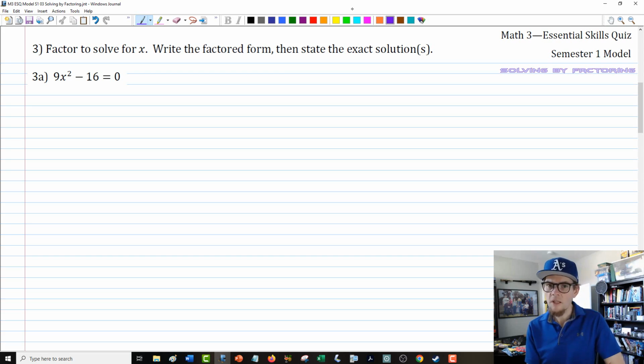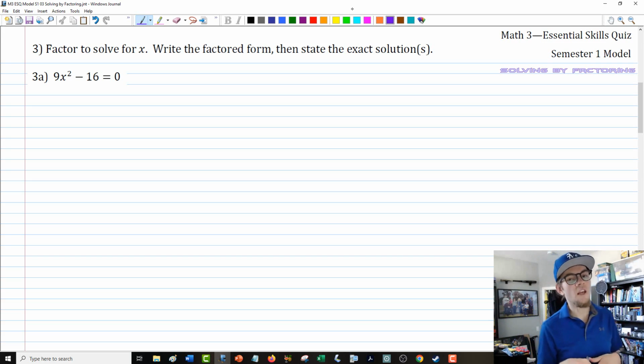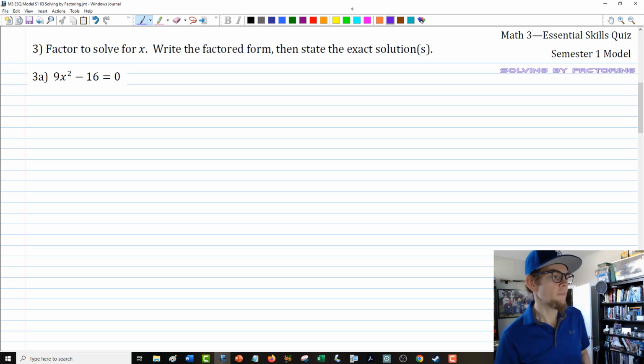As the instructions say, they want us to factor to solve for x, and then we're supposed to write the factored form and then state the exact solutions. So basically our goal is to not just factor this, but actually state the solutions too. So we're doing both of these pieces along the way. Obviously we're doing this to make sure you do both of them. Otherwise it's very easy to just factor and say, I'm done. We want both.